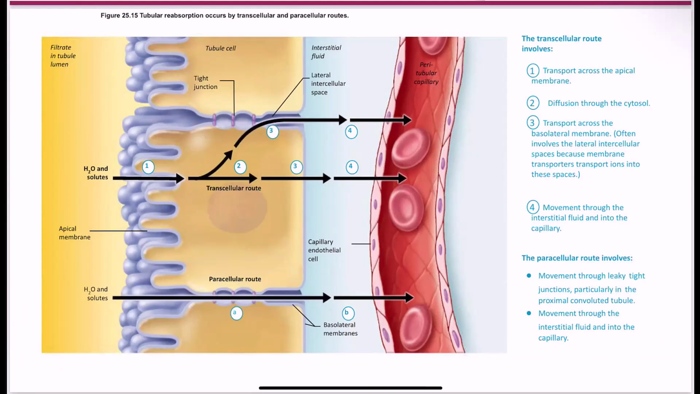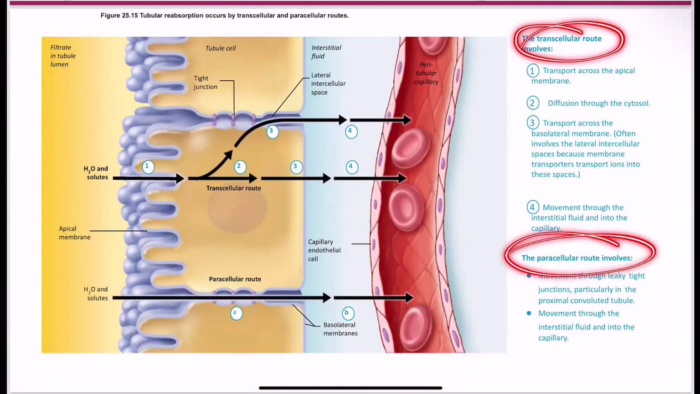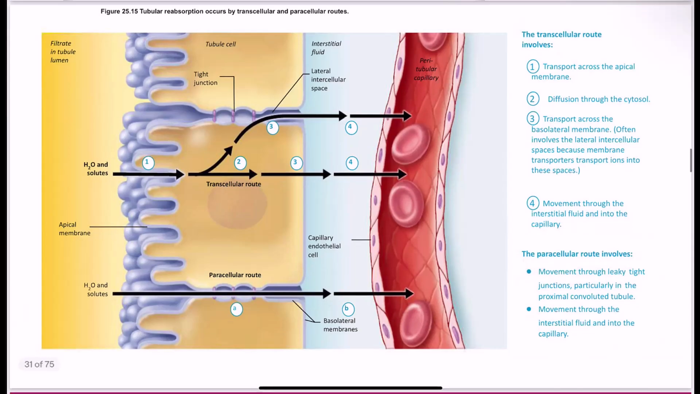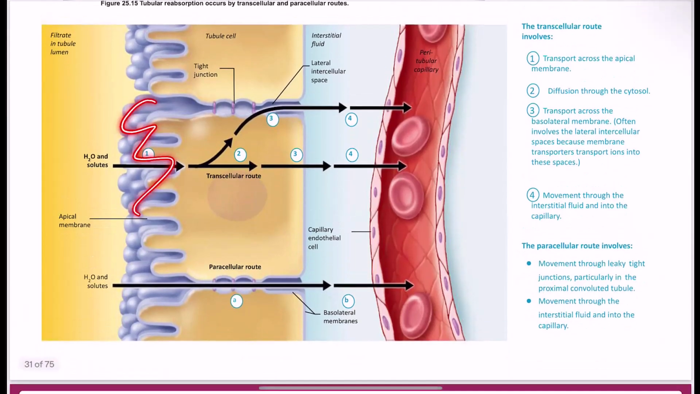Here's a summary of the transcellular route and the paracellular route in case you want to take a peek at it for your book. We have those microvilli of the cells of the PCT. We have stuff moving transcellularly and paracellularly into the blood.